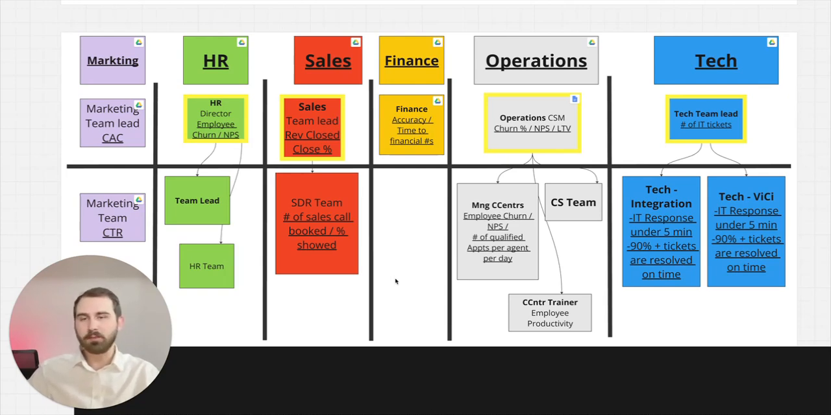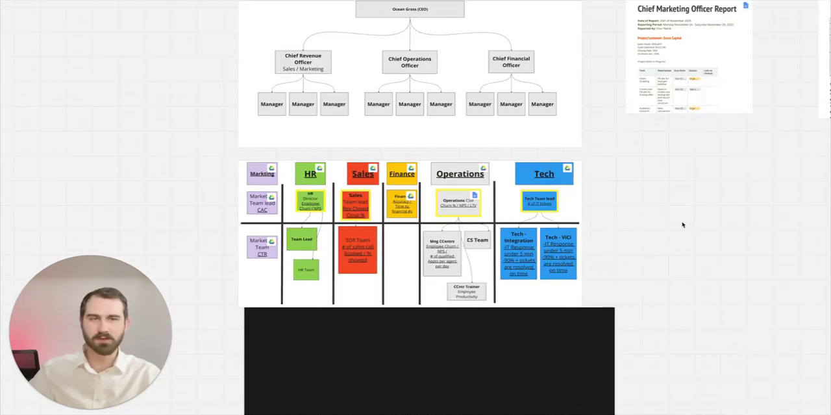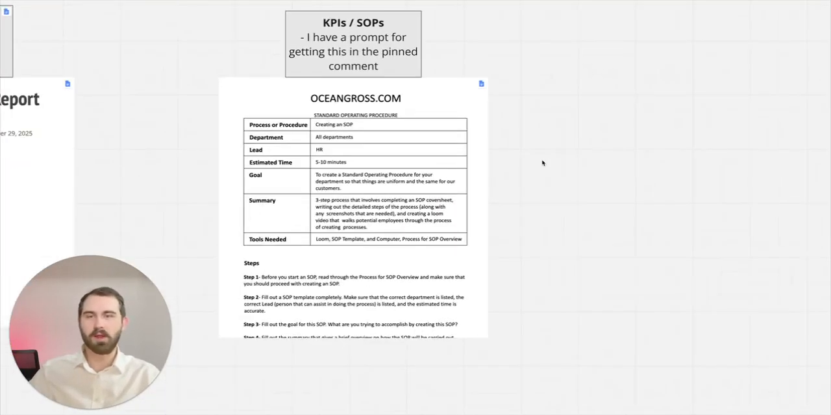Now, SOPs are how they fulfill what they're currently doing. If their job is to close deals, then how in the world do they do that? How do they show up to the calls? What tools do they need to show up to those calls? What does success look like on those calls? And then what does the handoff look like when they get closed?